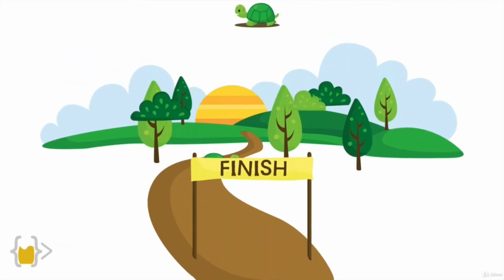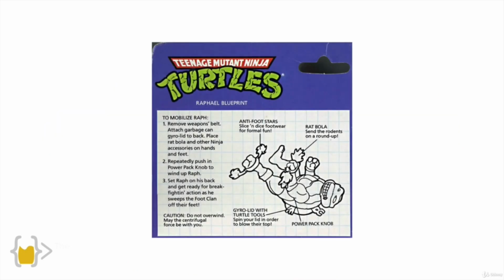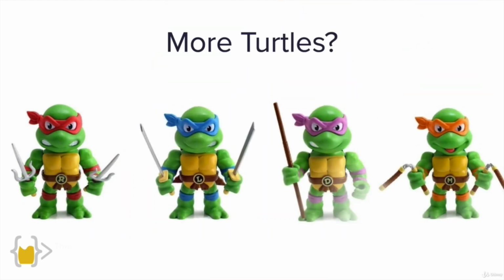The objective is we want to be able to build a turtle race where we have multiple turtles to run along a line and then see who actually reaches the finish line first. Now, here's a question though. We know how to build one turtle from the turtle blueprint, but what if we need more turtles? How do we get hold of them?